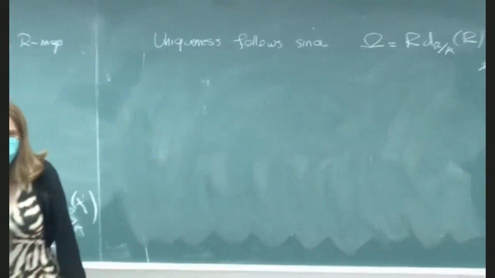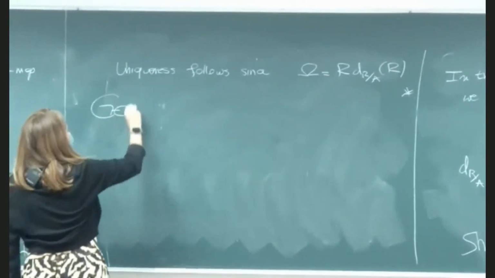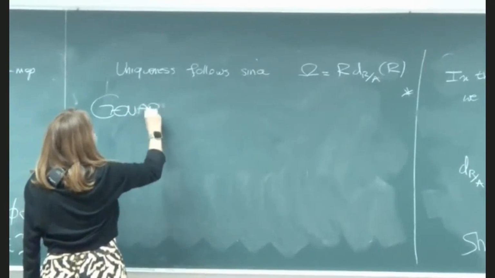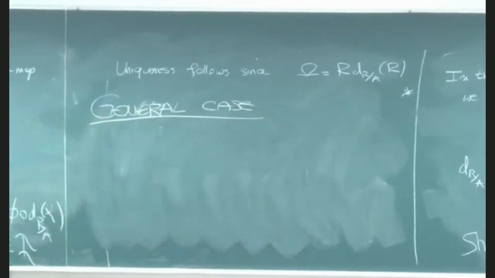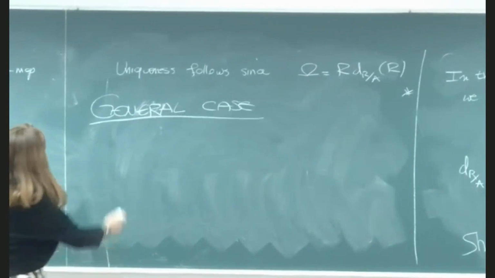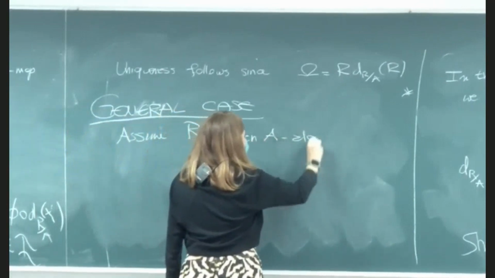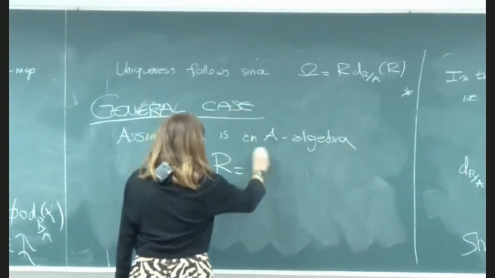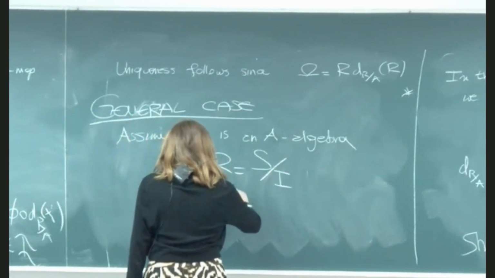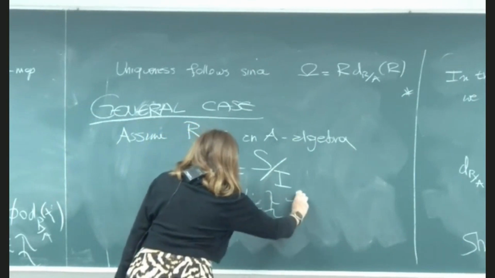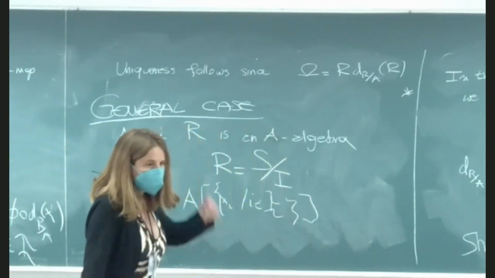Okay, now I want to do the general case. I only did the case when we have a polynomial ring. Then make the general case. Okay? So assume R is an A algebra. So in particular, R can be written as the quotient of S over I, where S is like in the first case, A[xi], and I is any ideal in S.